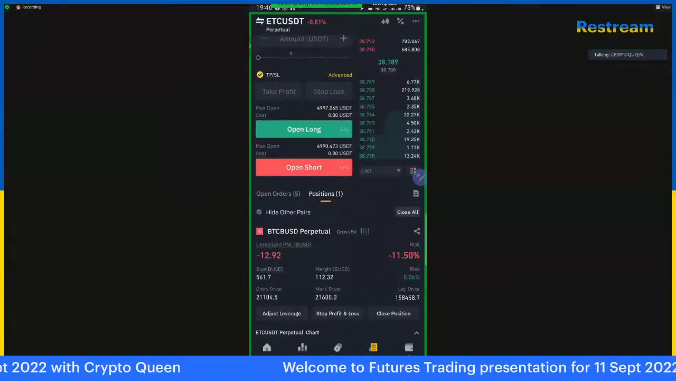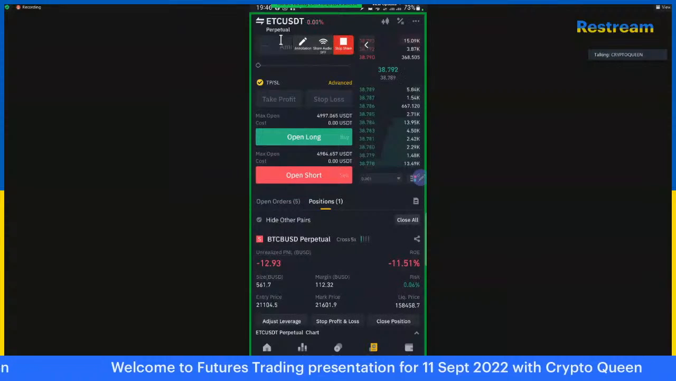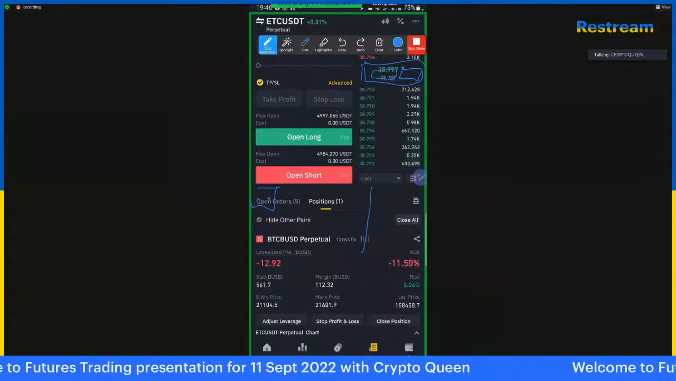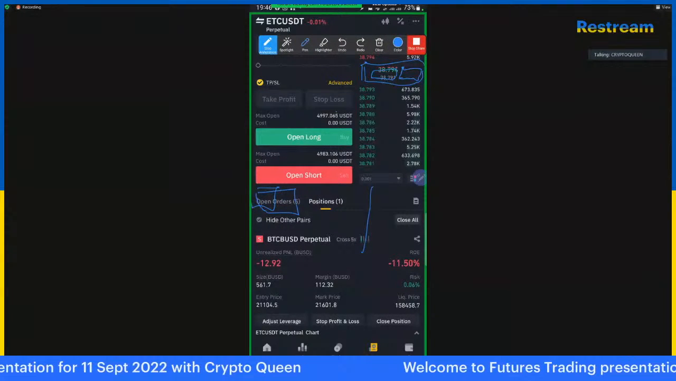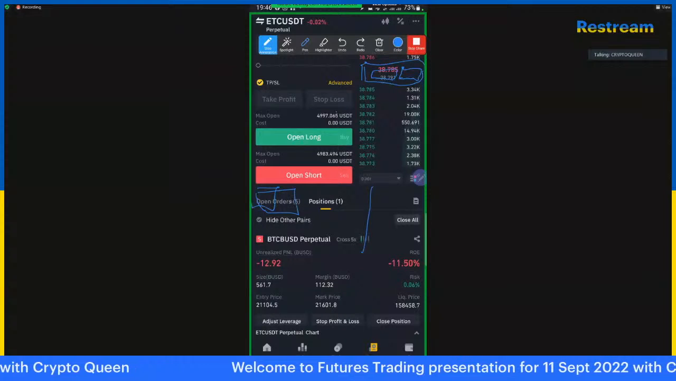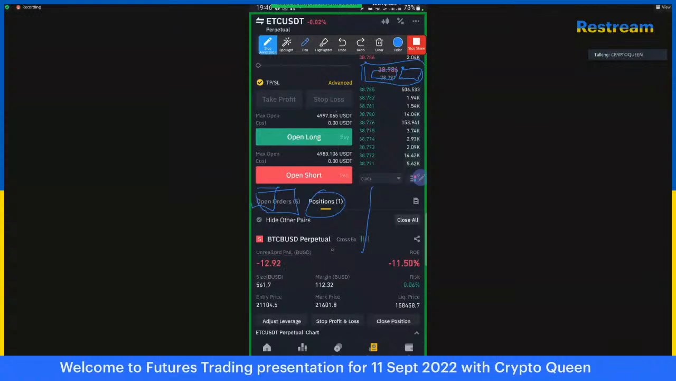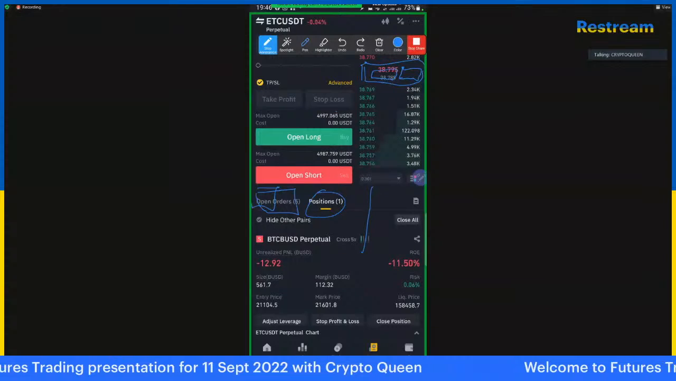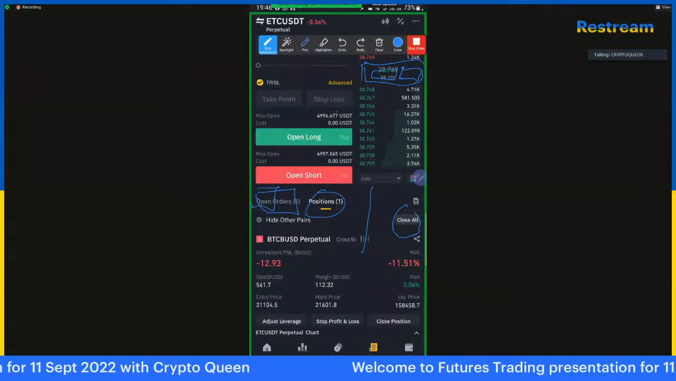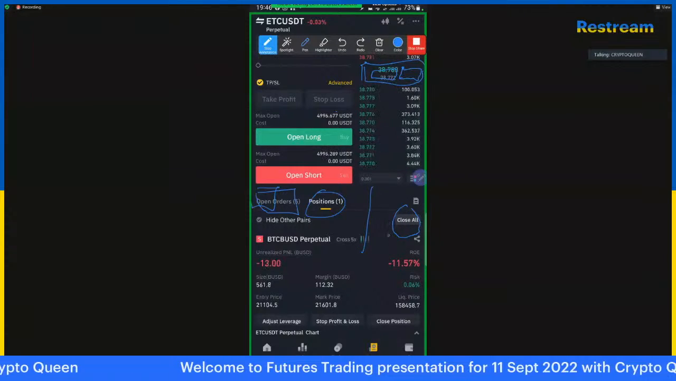Where we have, at this particular point, open orders: these are the orders that are waiting to be executed. These are open positions, the ones that you can see here. So if you want to close everything here, you want to close all the open orders.